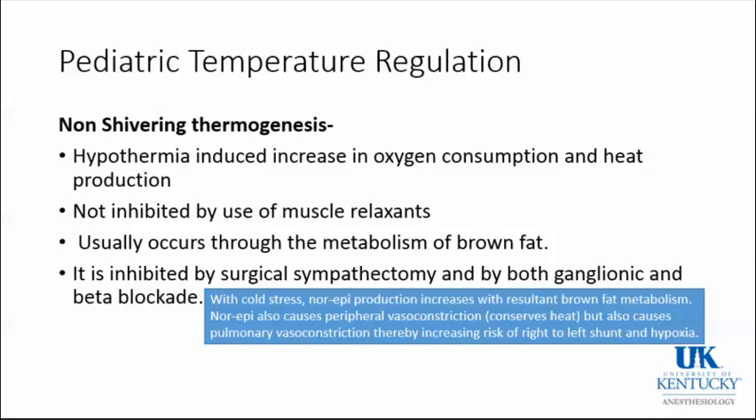A word on non-shivering thermogenesis: it's nothing but hypothermia-induced increased oxygen consumption and heat production. It's not inhibited by muscle relaxants. So if you paralyze a child, doesn't mean they'll not do this. They still will do it. So that's why it's important to keep children warm in the operating room. It occurs through the metabolism of brown fat. It's inhibited by surgical sympathectomy or the use of beta blockade.